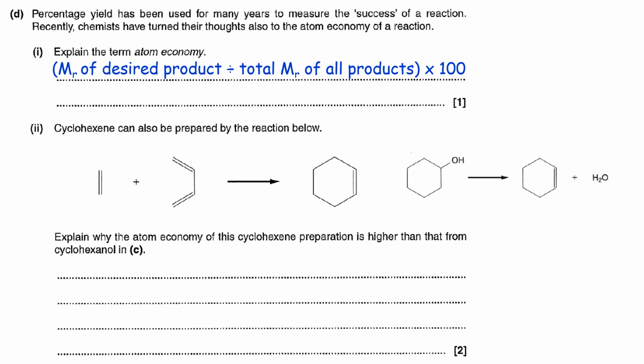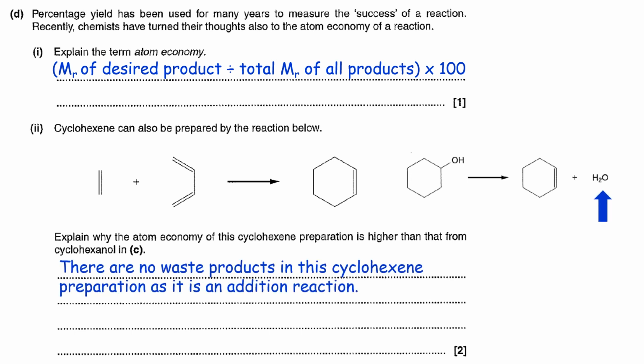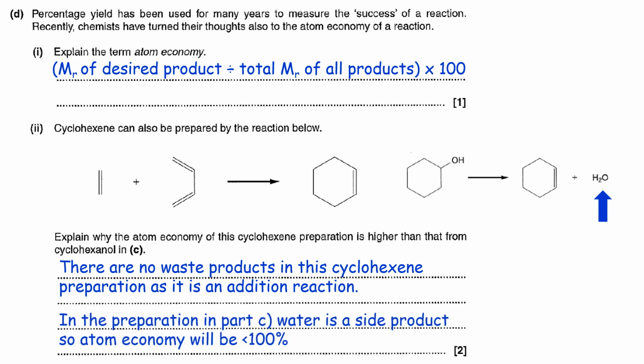So let's remind ourselves of the preparation in part C using cyclohexanol. You can see that water is a side product. So in the one they're asking us to consider here, there's no waste products as it's an addition reaction. But in the preparation in part C, water is a side product, so that's going to mean the atom economy will be less than 100%.